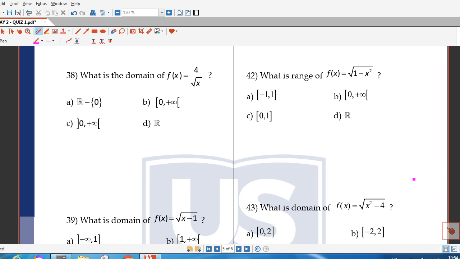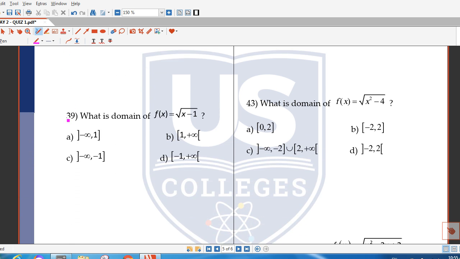Question 38, find the domain of 4 over root of x. Normally, if it is root of x, the inside expression should be greater than or equal to 0 because of the square root. But since it is in the denominator, x cannot be 0. I have to think of both conditions. So only numbers greater than 0 will be the answer. Numbers greater than 0 are given here. 38 is equal to C.